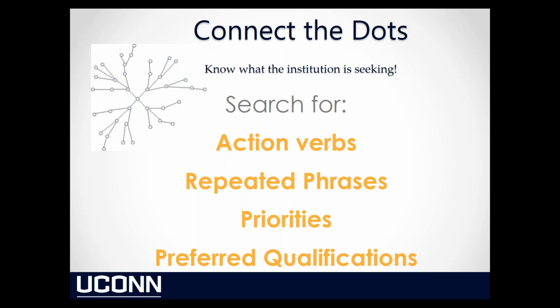And then see if you can tell what the priorities are within the job posting. Maybe it's to teach certain classes or to be involved in the campus community. So we were able to see what some of the priorities were in the job that we decoded a little bit earlier in this webinar. And then also be aware of the preferred qualifications and make sure if you possess those preferred qualifications that they're definitely reflected on your CV and cover letter.